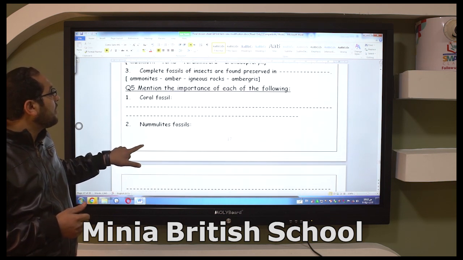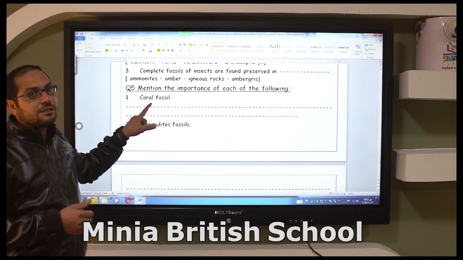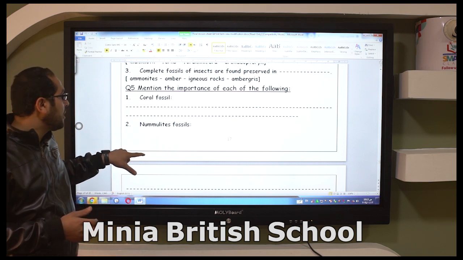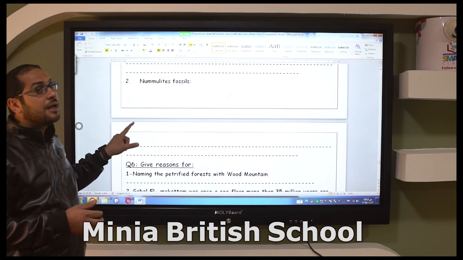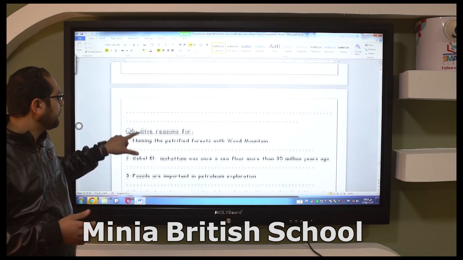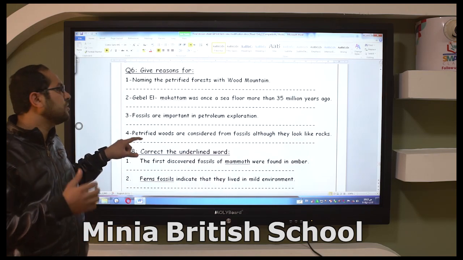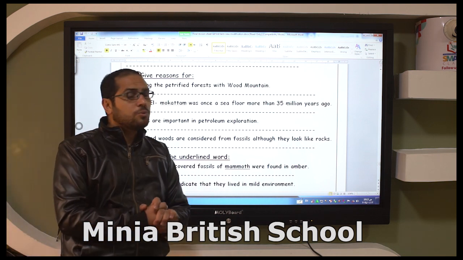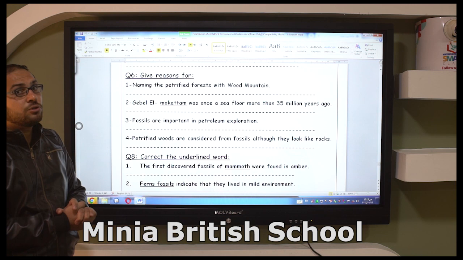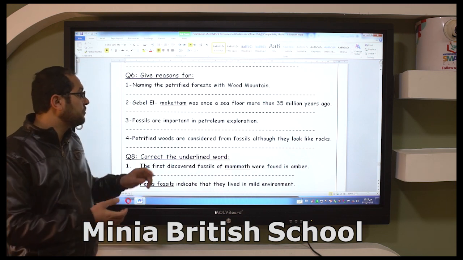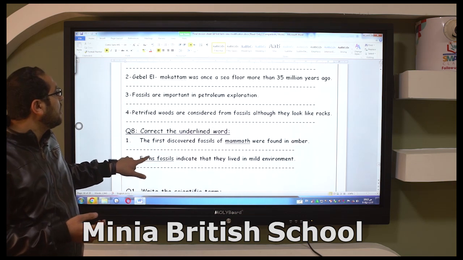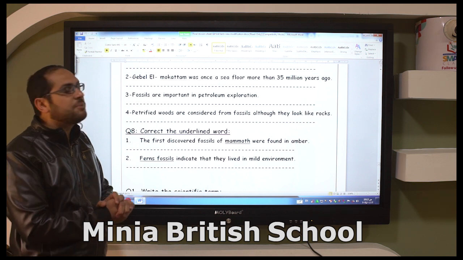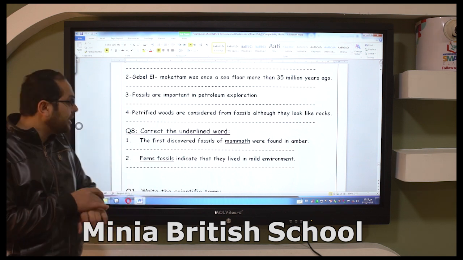Okay. Mention the importance of each one. Coral fossils. If you found coral fossils, that means this area was a hot, shallow water area. Nummulite fossils are found in the limestone in the Al-Muqattam mountain, from 35 million years ago. Give a reason. The petrified forest is named the Wood Mountain because it contains petrified wood. Okay, Jabal al-Muqattam was once a sea floor more than 35 million years ago because it contains nummulite fossils.